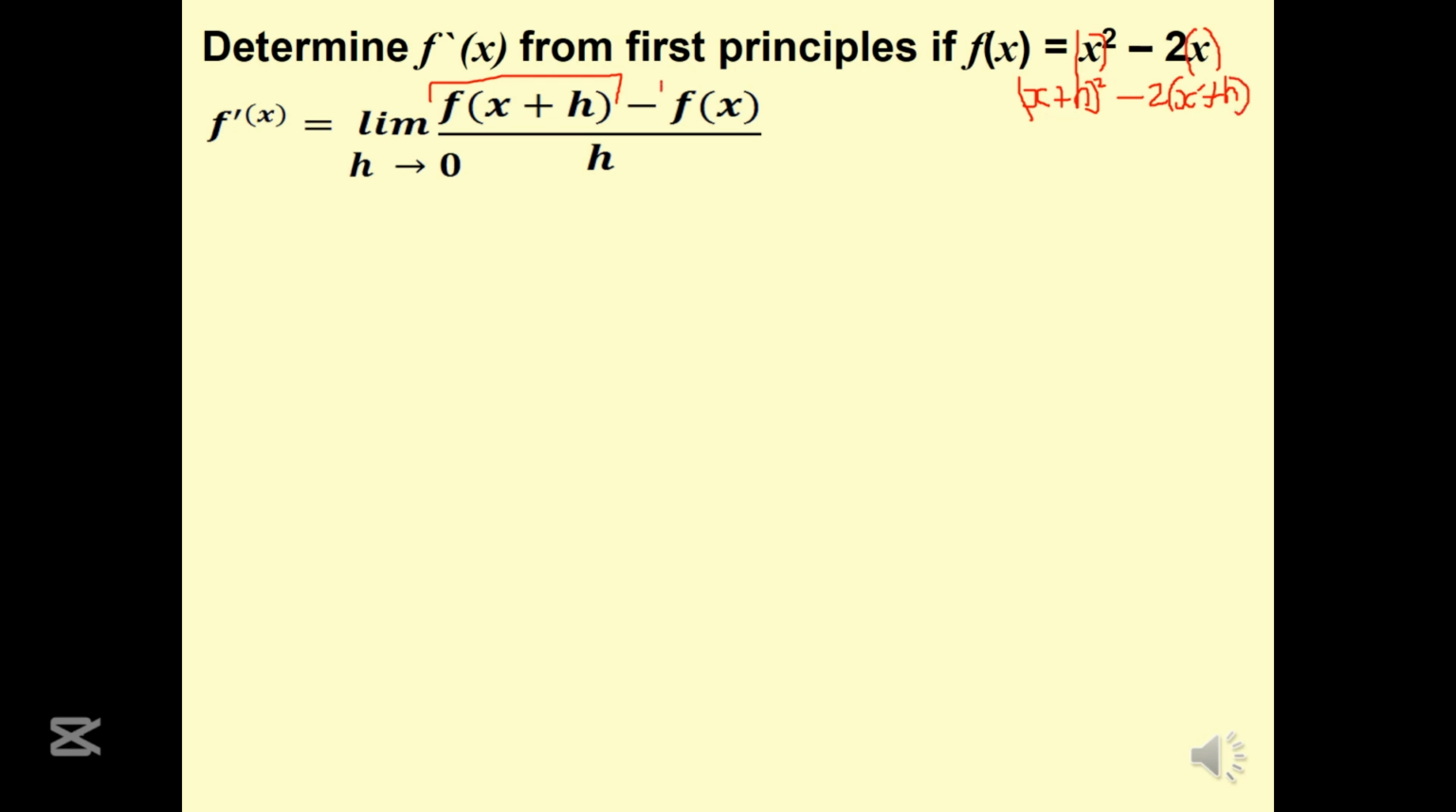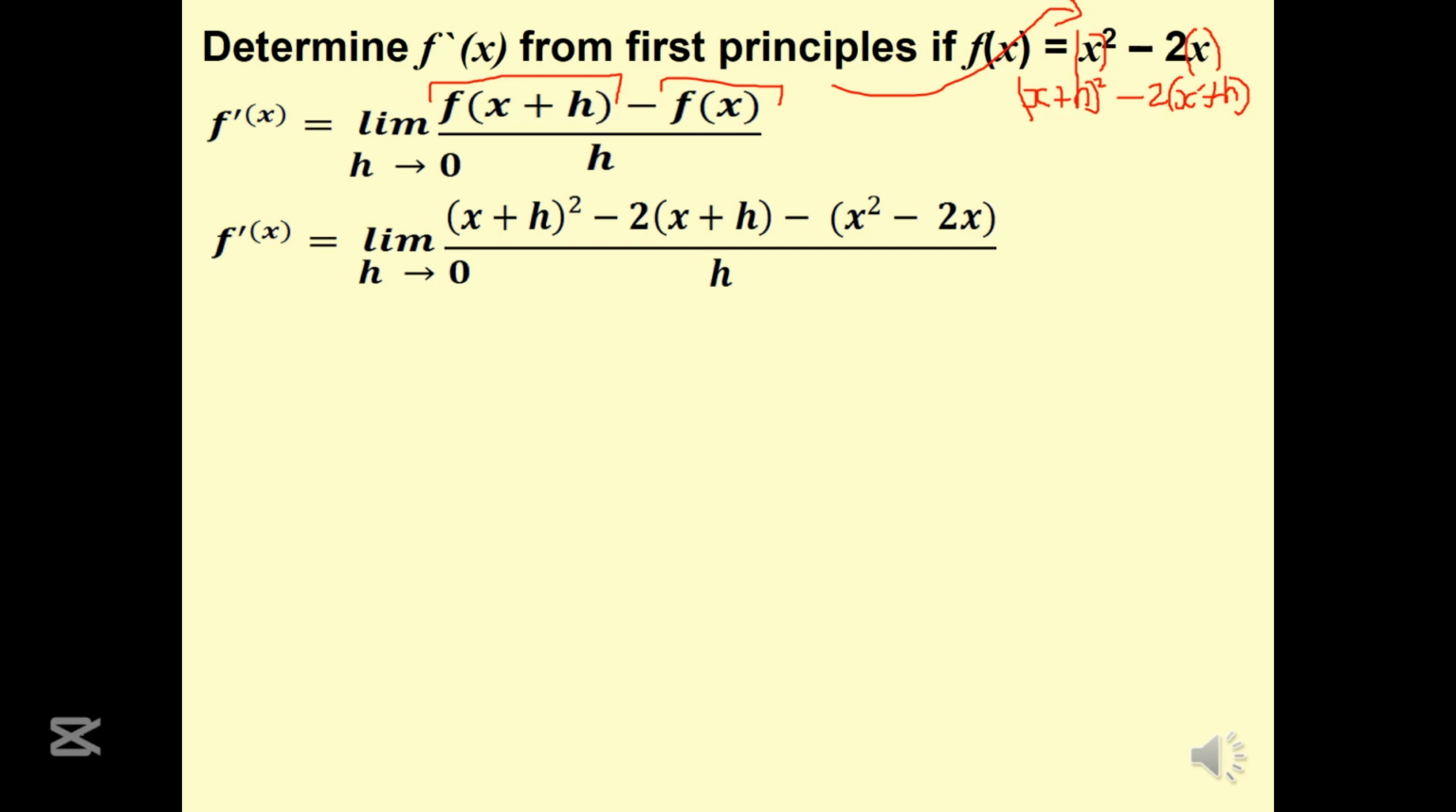The second part of this expression is your original expression as it is. So we now substitute. F of x plus h is x plus h squared minus 2 times x plus h. So this whole part here is what we get after putting x plus h in place of x. Now we simplify this expression. X plus h squared means the bracket is repeated. So we're going to have x plus h and another x plus h. Then we use the FOIL method to simplify those brackets.